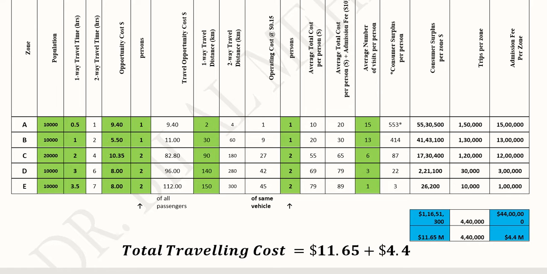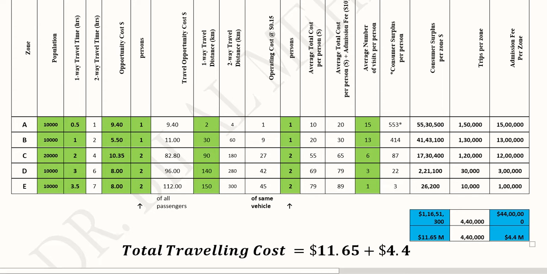This can change if the number of people is changing. Now the total opportunity cost will be the product of the two, that is these two columns, and this column, because this is the two-way travel time. Here the one was there, so it didn't make any difference.